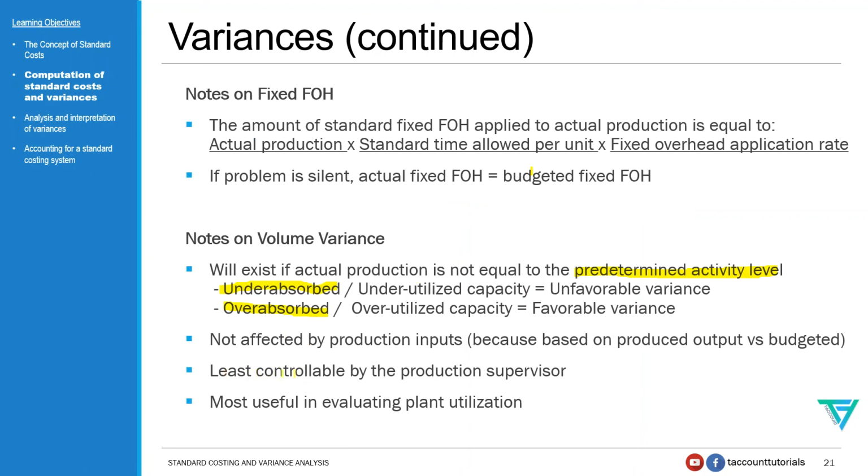And then similarly, it is the least controllable by the production supervisor, because the production supervisor normally only has control over the production inputs such as direct material, direct labor, and variable factory overhead. And then lastly here, volume variance is the most useful variance in evaluating plant utilization. As we've discussed here in the first bullet, depending on what is the volume variance produced by the company at year end or at period end, we would have a basis of determining whether or not the predetermined budgeted activity level of the plant has been utilized most effectively.